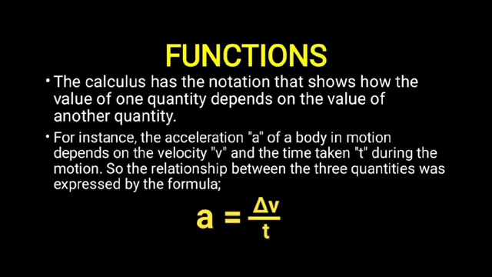Calculus has the notation that shows how the value of one quantity depends on the value of another quantity. For instance, the acceleration a of a body in motion depends on the velocity v and the time taken during the motion. So the relationship between the three quantities is expressed by the formula a equals delta v over t. Delta v means v minus u, which is change in velocity.